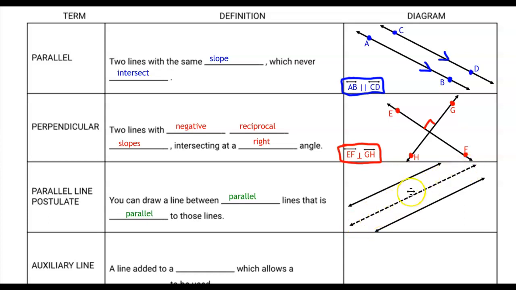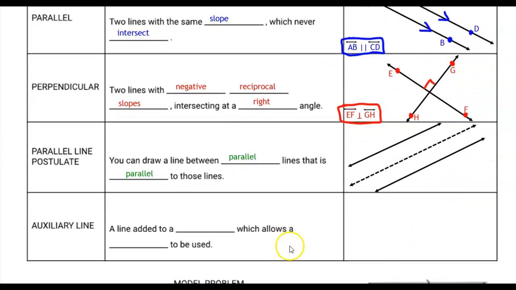So you can see this dotted line is the line that I drew in, and that line is parallel to both this line and this line. It should make sense to you. These two lines go on forever but never intersect. They have the same slope. As long as you draw another line that has an equivalent slope, that line should be parallel to both of the original lines.